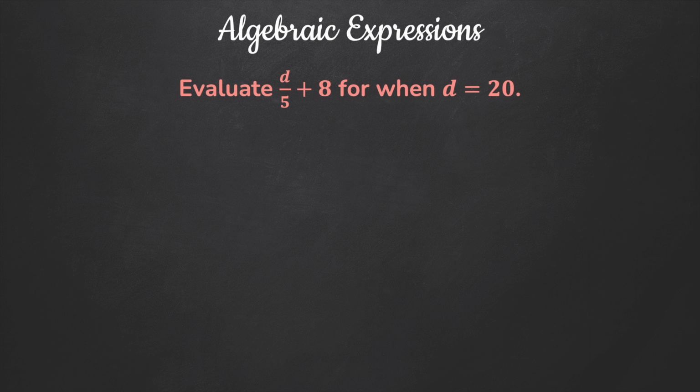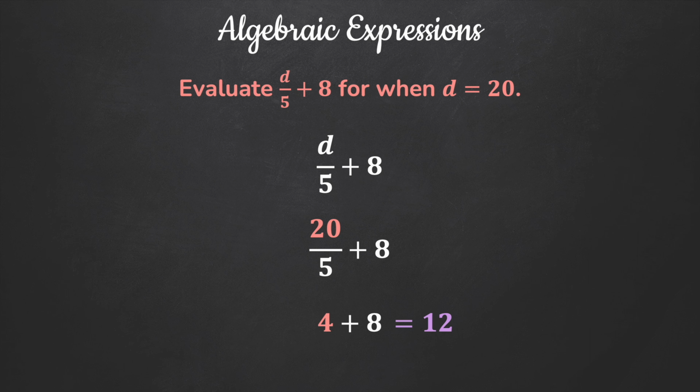In our next example, we have evaluate d over 5 plus 8 for when d is equal to 20. Here we have division and addition, and we're going to substitute our variable d for 20. And so now we have 20 divided by 5 plus 8, and according to order of operations, we do have to divide first before we add. So 20 divided by 5 is equal to 4. And then we have 4 plus 8, which is equal to 12.